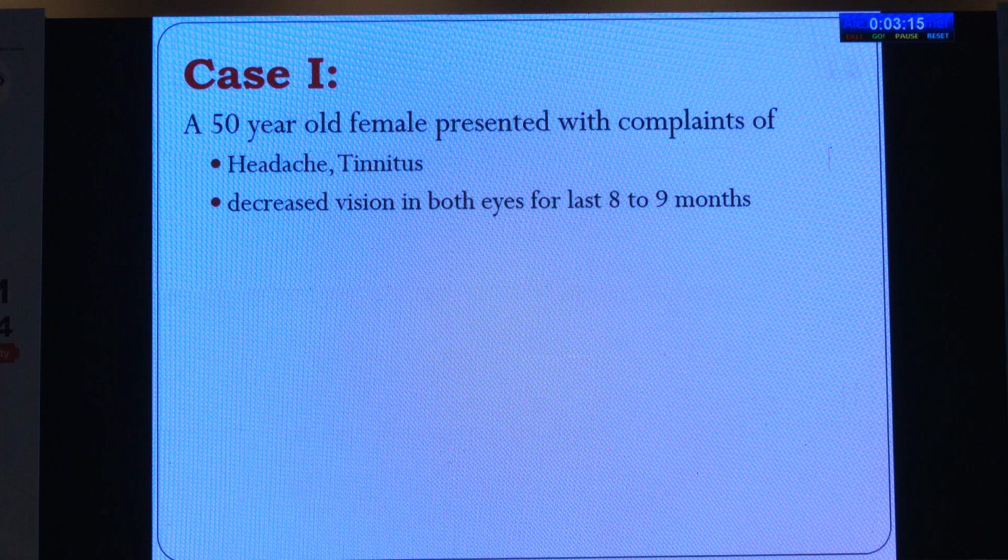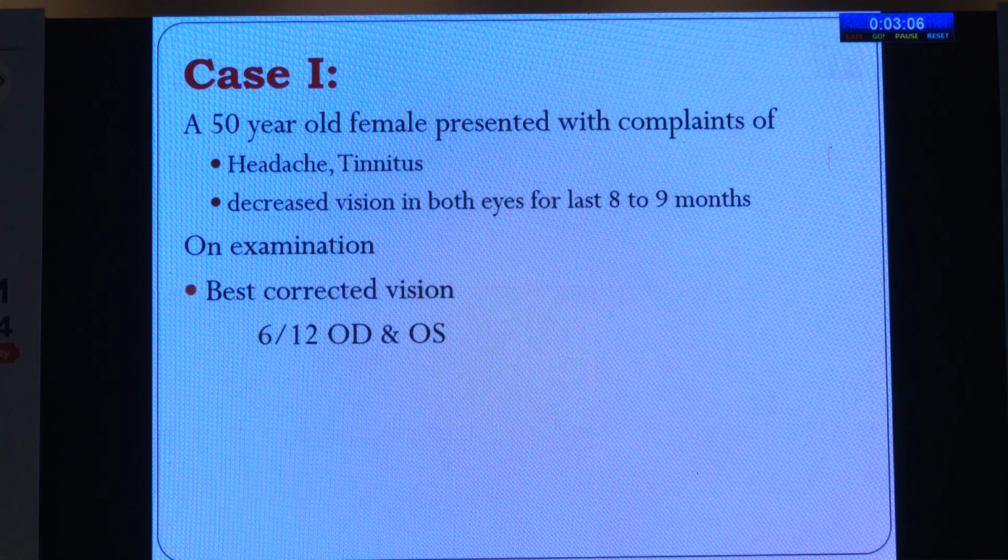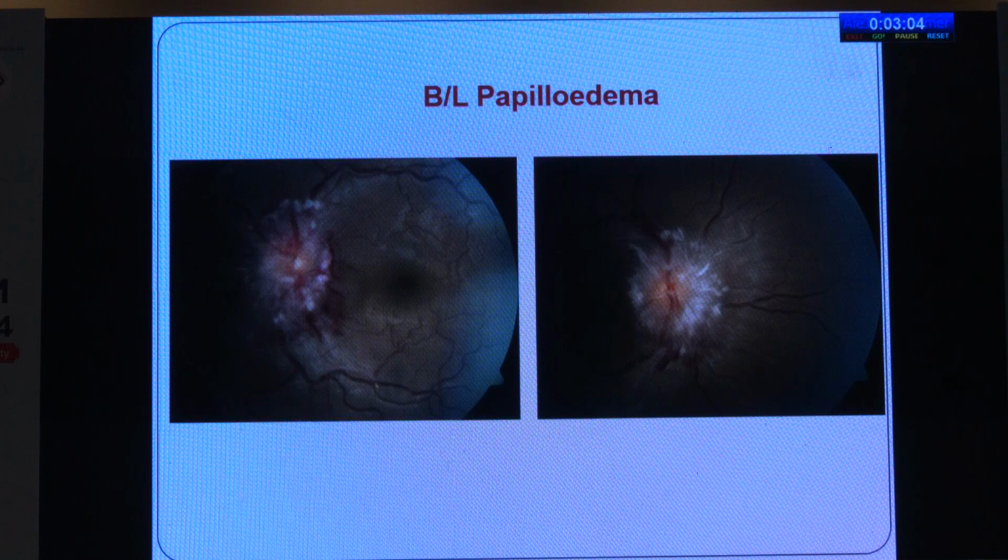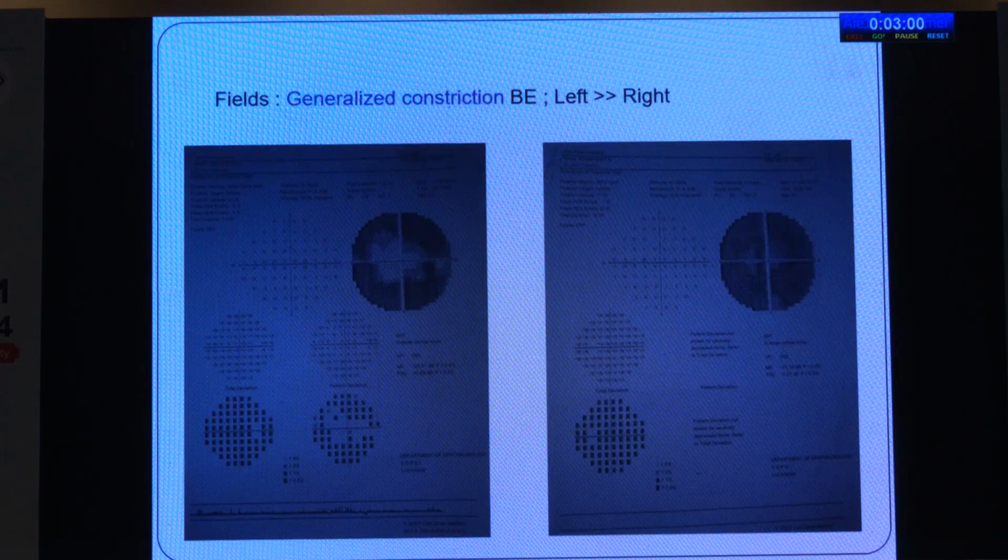So I am going straight to the case. A 50-year-old female presented with complaints of headache, tinnitus, and decreased vision in both eyes for the last 8 to 9 months. Best corrected visual acuity in both eyes was 6/12. This was the fundus picture showing bilateral papilledema, and this was the visual field showing generalized constriction.